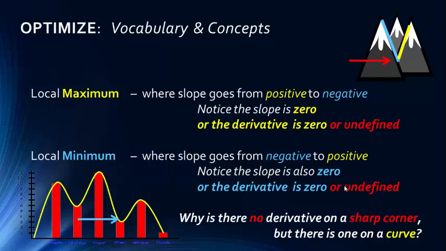Why is there no derivative on a sharp corner, but there is one on a curve? Well, a curve represents a continuous function, and that means you could draw the function without lifting your pencil off the graph. Okay? And so, since it's continuous, and if a number goes from positive to negative or negative to positive, in order to do that, it has to cross 0. Where a sharp corner can actually go directly from positive to negative without actually hitting 0.